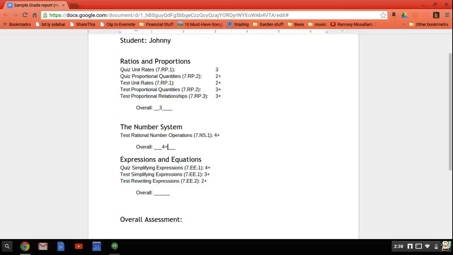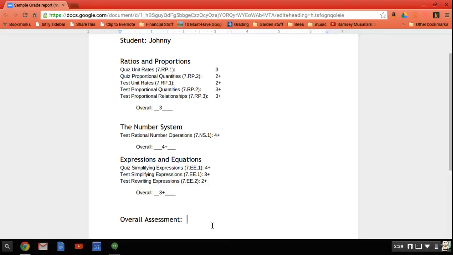So, and that's easy. Now down here in this strand, expressions and equations, it looks like 3 assessments, 3 types of grades, a 4+ on the quiz and a 3+ and a 2+ when 2 separate objectives were put on a test. Overall, for this whole strand, which is what we're trying to measure, this student is showing high proficiency, almost mastering. We'll give him a 3+. Now we want to give Johnny an overall grade. So he's got a 3, a 4+, and a 3+.